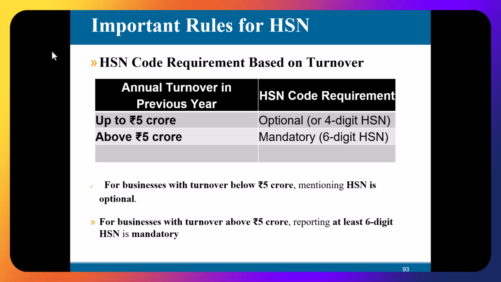For businesses with turnover below rupees 5 crore, mentioning HSN is optional. For businesses with turnover above rupees 5 crore, reporting at least 6-digit HSN is mandatory. So that means if you are a business person and you are selling goods, then you have to mention at least 6-digit codes of HSN if your turnover is more than 5 crores. But if your turnover is less than 5 crores, it is optional on your part whether to mention the HSN code or not. Okay, read further.